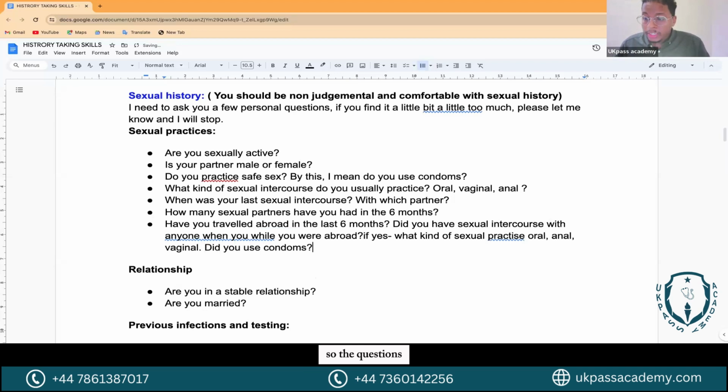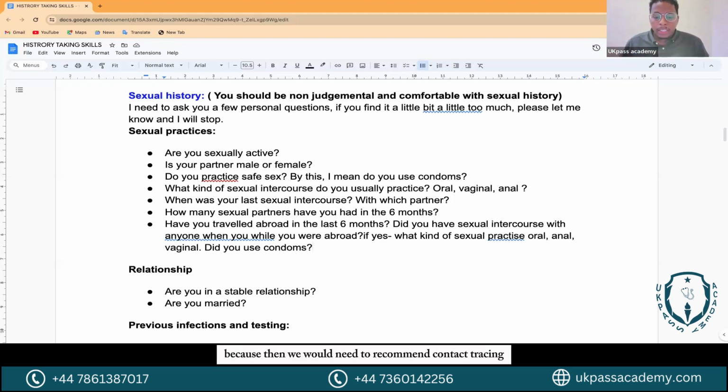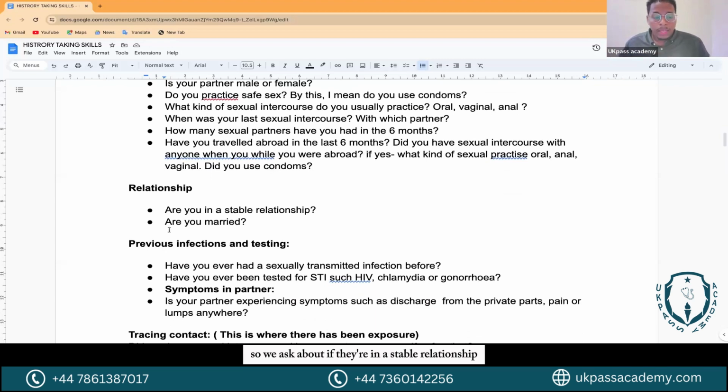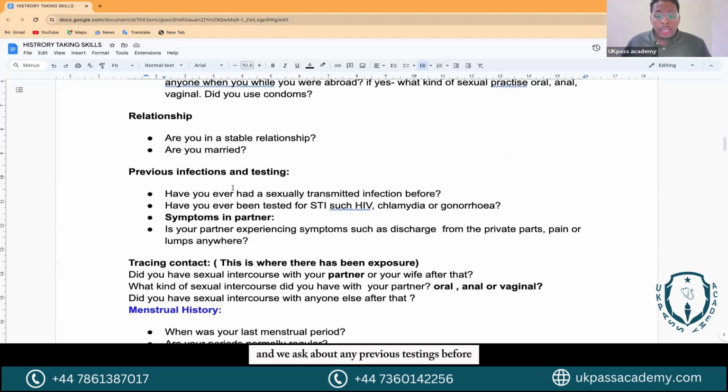So the questions, they highlight what we are interested in as doctors. We are interested in whether or not the person could have been high risk for a sexually transmitted infection, and if they could have passed it on to anyone else, because then we would need to recommend contact tracing, which could be anonymous, partner notification, if they don't want to have their identity known. So we ask about if they're in a stable relationship, and we ask about any previous testings before. Have you ever been tested for sexually transmitted infections before?